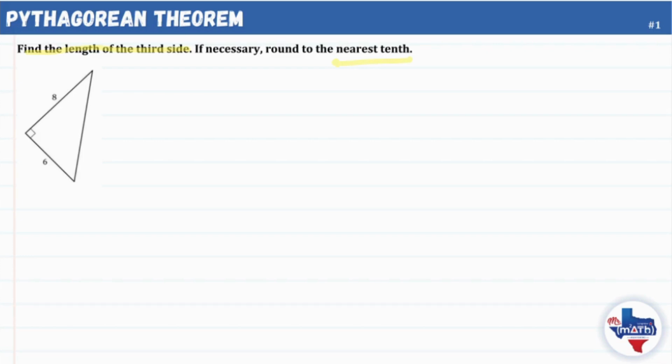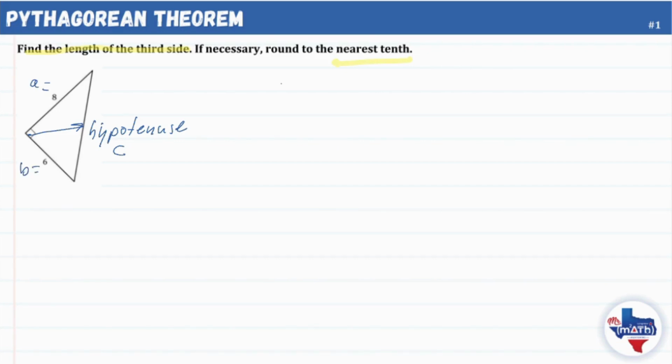What's important about this is we need to find which side is the hypotenuse. The hypotenuse is always directly across from the right angle. We're going to call that C. So we're going to call this leg A and this leg B.